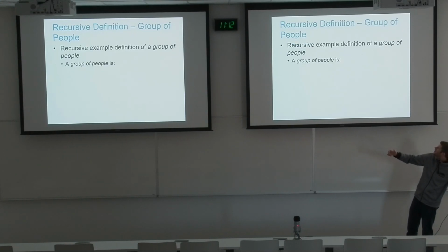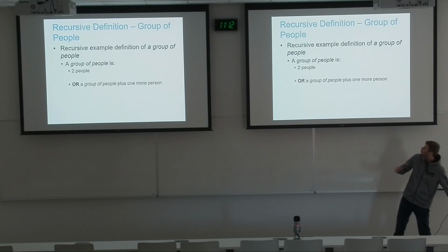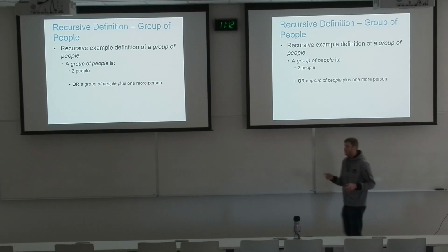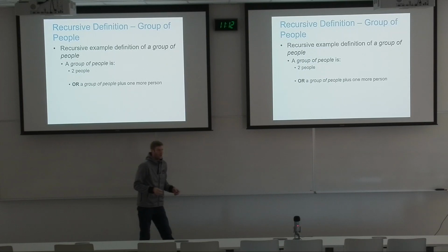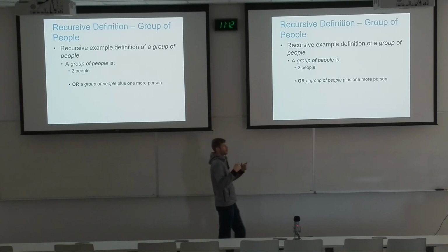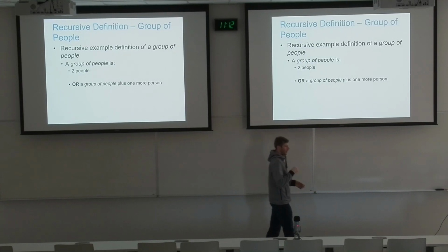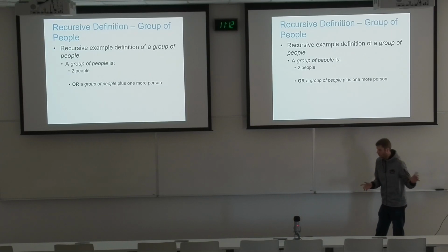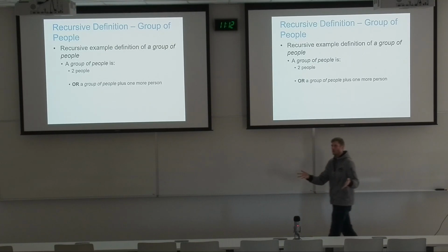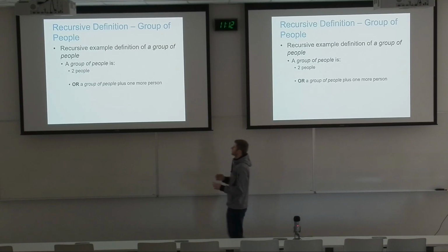Or we can define this thing recursively. We can say a group of people is two people, or a group of people is a group of people plus one more person. So, given that I know two people is a group of people, I would therefore know that three people is a group of people, because two people is a group of people, plus one more person would be three people, and by the definition, that gives us a group of people.